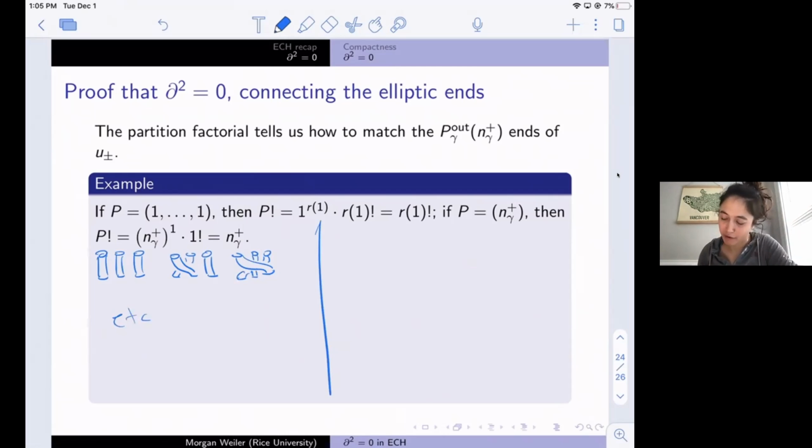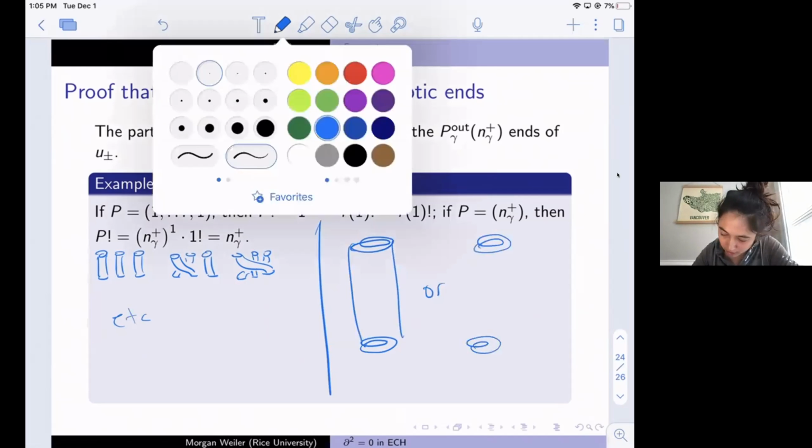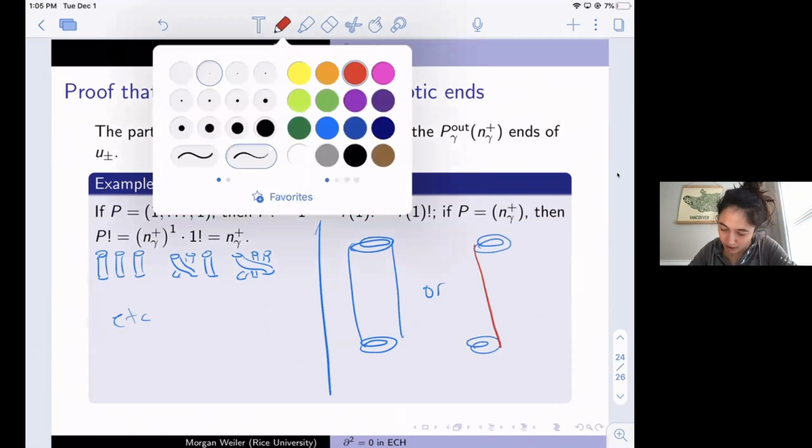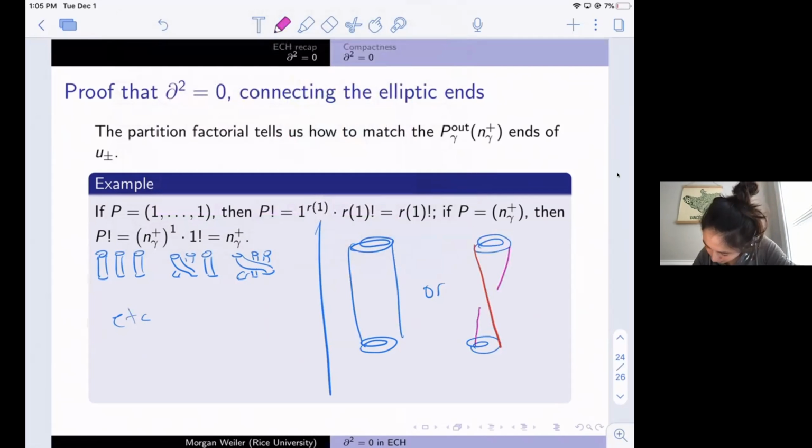The other way is if my partition is just one single n gamma plus fold cover of the orbit, then I should get n gamma plus different ways to connect. I don't really know how to draw this. But I have a double cover and another double cover. And basically I can do the identity, or I can do the one where I go around one click. So I send this to this, and I send this side to this side. Anyway, I'll be twisting halfway around the orbit.